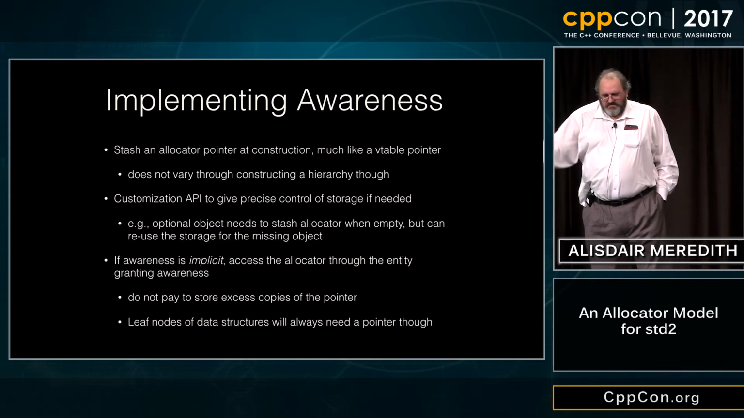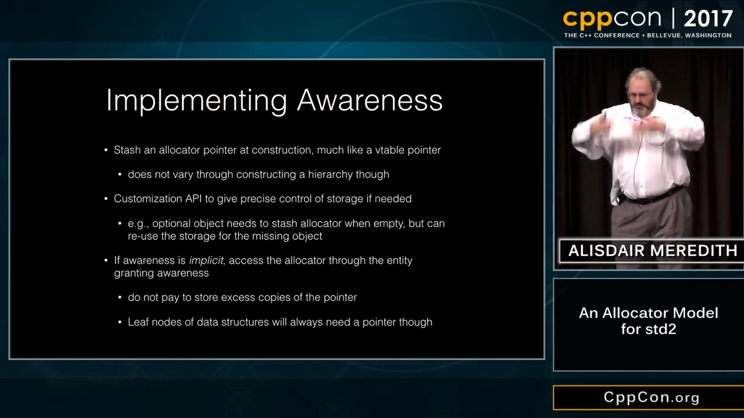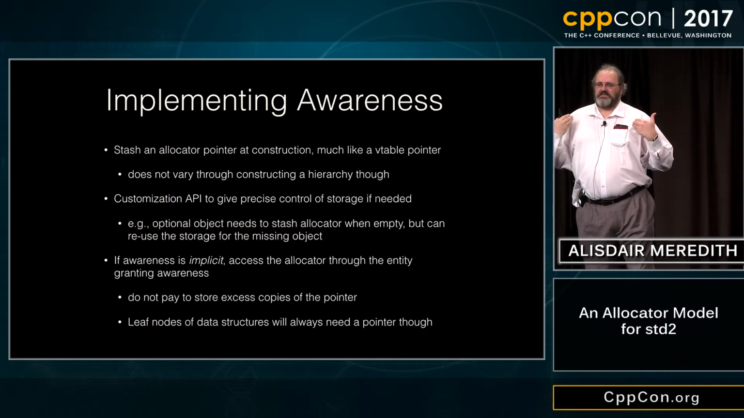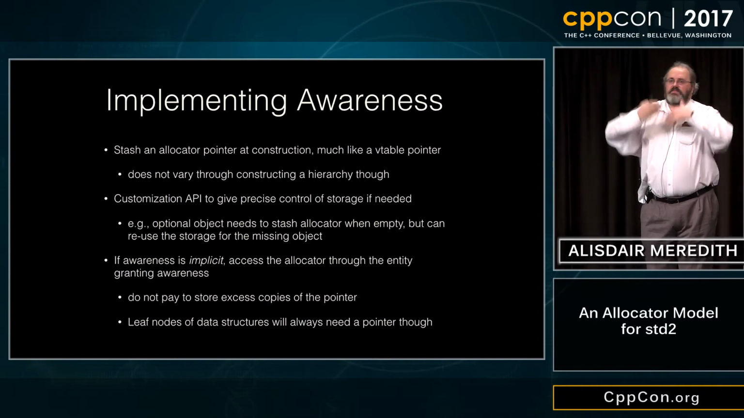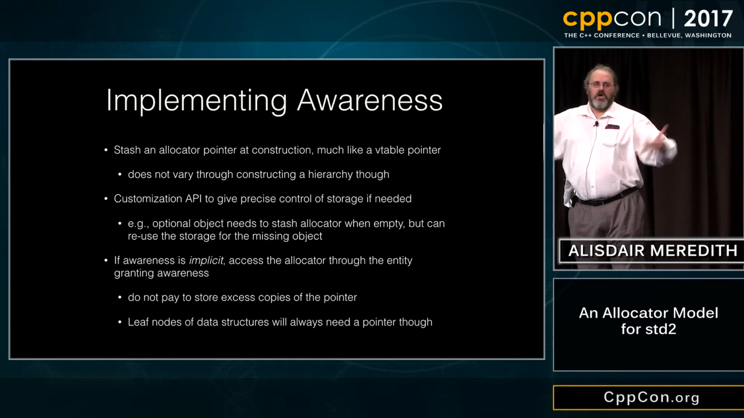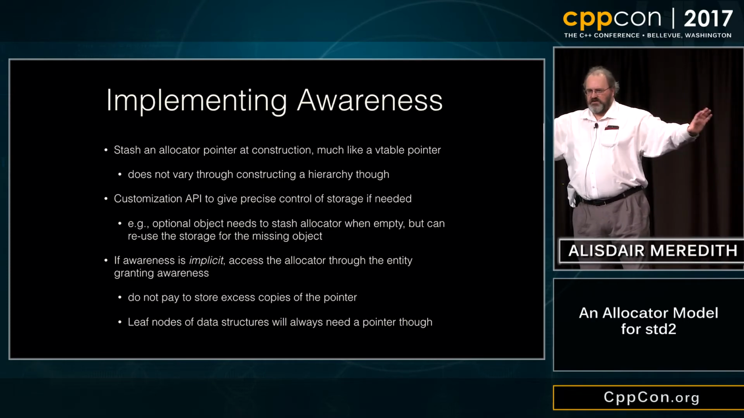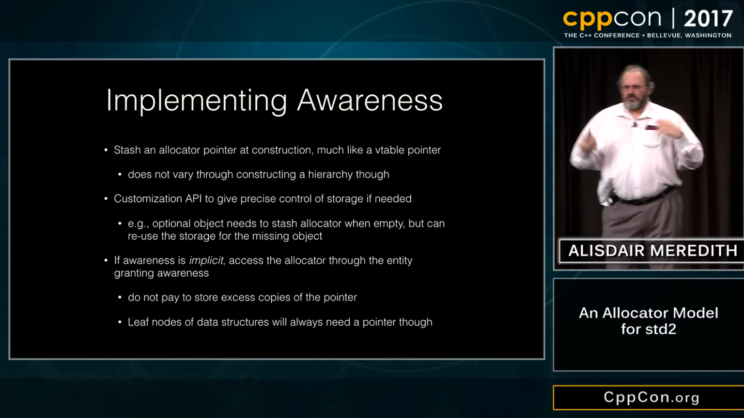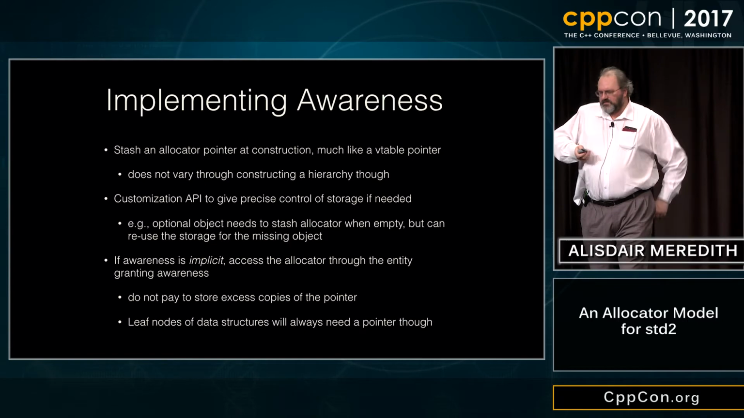And if allocator awareness is implicit, well, that means that something, either my bases or my members, already has allocator awareness built in. So I'm not going to store an extra copy of that pointer. The implicit system knows. I just keep going down the chain until I find that pointer. So we can at least push all the allocator pointers out to the leaves of the data structure. So we don't get to lose all the duplicate pointers, but we can implicitly reduce some portion of them.